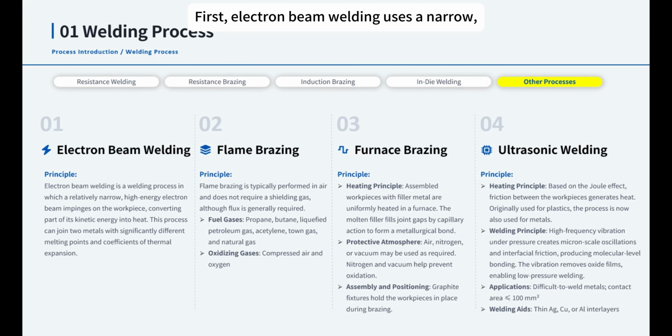First, electron beam welding uses a narrow, high-energy electron beam to strike the workpiece. The energy of the electrons is converted into heat, melting the material and creating a weld. This process can also join certain dissimilar metals with significantly different melting points and thermal expansion behavior.